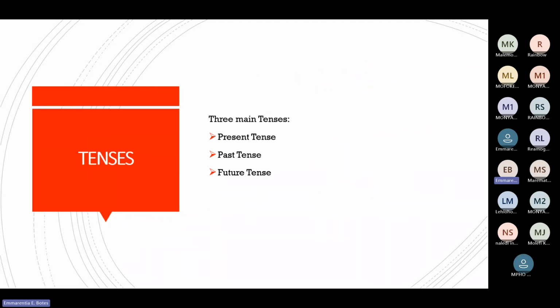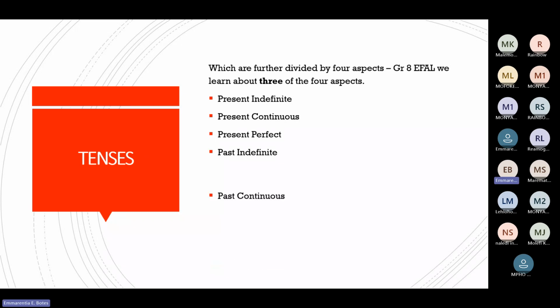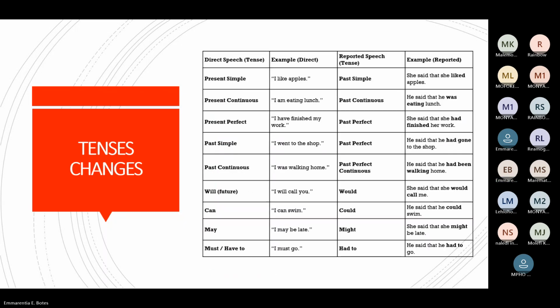Right, we spoke about the tenses yesterday. If you remember, I said we had 3 main tenses and then they are divided by 4 aspects, and we learn about 3 aspects in grade 8. Now the change of the tenses. There we see the direct speech tense, the example, and then you're going to see the reported speech tense, and then the example when it's reported. Now let us look at the first one. Present simple or present indefinite tense.